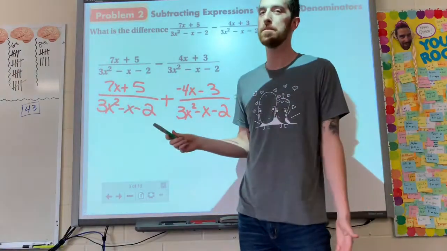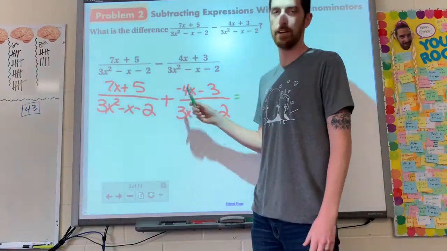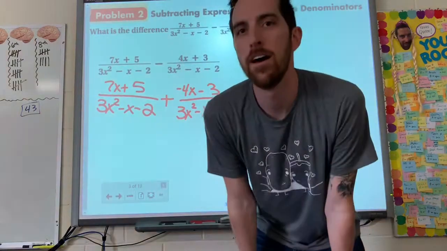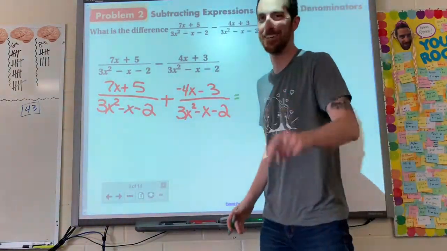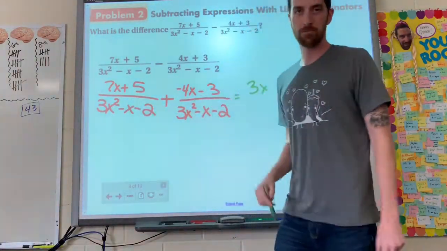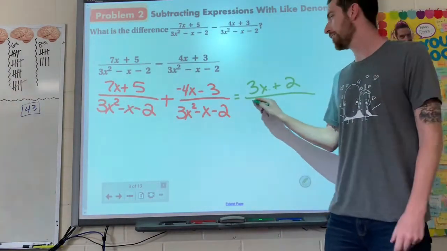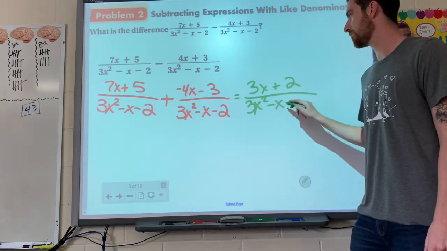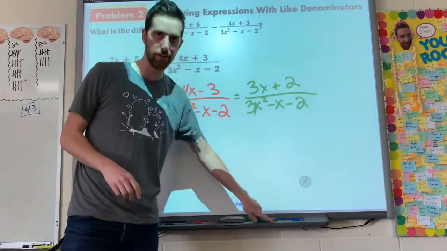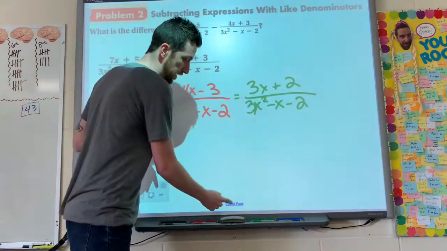If you look, there are some like terms in the numerator. I have 7x minus 4x. Oh yeah, 3x. I said something different there. 3x. And then I got 5 minus 3, which is 2. Now the denominator, 3x squared minus x minus 2. Very factorable. You should always check to see if you can factor it, because maybe you might be able to simplify some stuff even further.